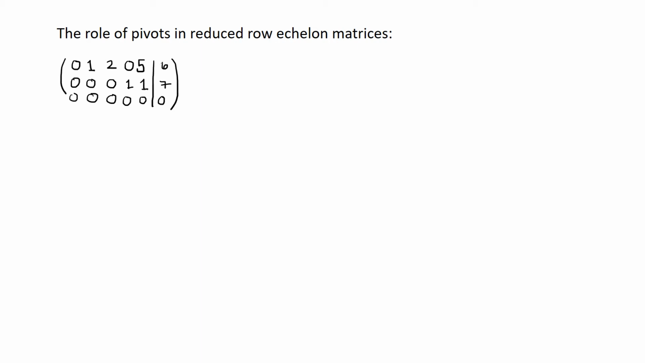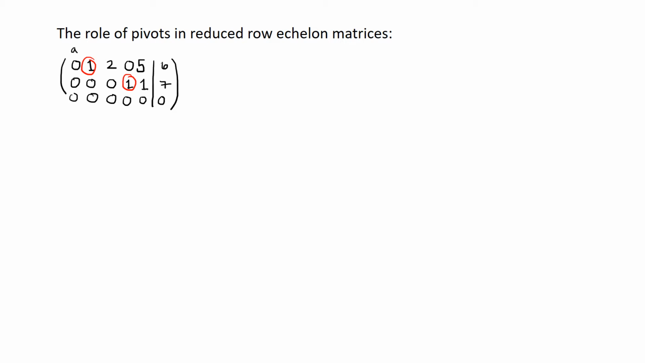In these videos, we're going to talk about the role of pivots in reduced row echelon matrices. I'm going to start by considering a couple of examples. So when we look at this matrix, we have pivots here in the second and fourth column. Pivots in reduced row echelon matrices are leading entries equal to 1, they move to the right, and above and below them we have zeros.